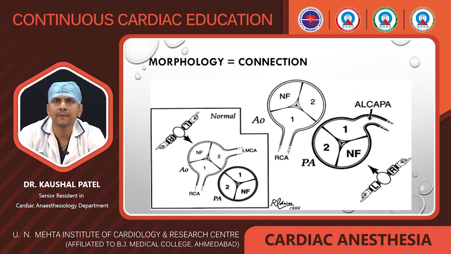Now coming to the ALCAPA segment. In ALCAPA, the right coronary artery is arising from sinus 1, but the left coronary artery is arising from the pulmonary artery. So if the left coronary artery is arising from sinus 1 of the pulmonary artery, then in intraoperative surgery the translocation of the left coronary artery segment to cusp 2 of the aortic valve is easy.